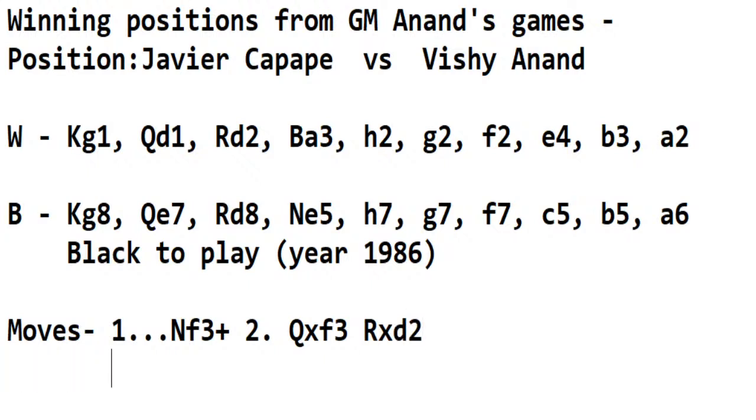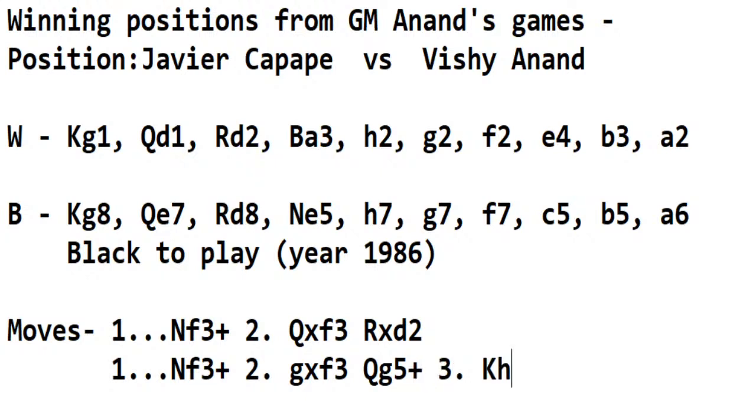And in the second variation, if after the first move you have knight f3 check, and if let's say g takes f3, then you have queen g5 check. And then after king h1, you have rook takes d2, which is 0-1. So please jot down and let me know when you are done writing it.